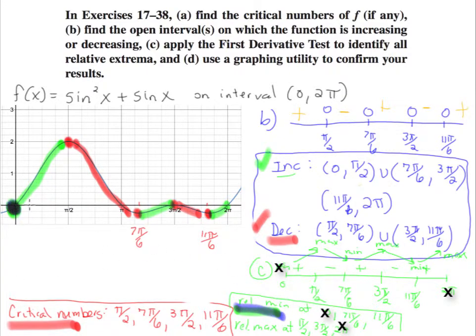Originally, when I first worked this, I thought it was a closed interval. Since it's an open interval, the endpoints cannot be local maximums or minimums. 2 relative minimums, 7 pi over 6 and 11 pi over 6. Next, check our relative maximums at pi over 2, and again here at 3 pi over 2. Again, disregard the 2 pi because I forgot that it is an open interval.